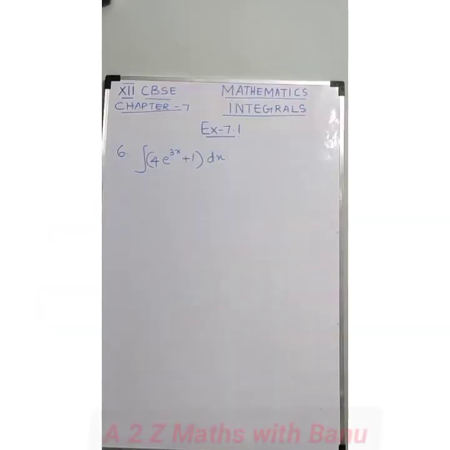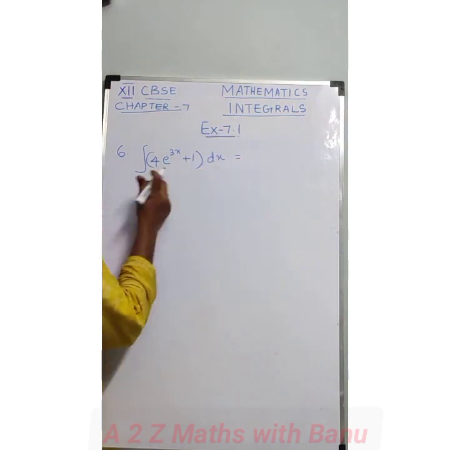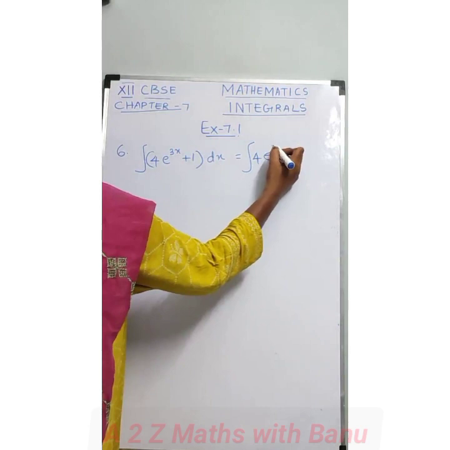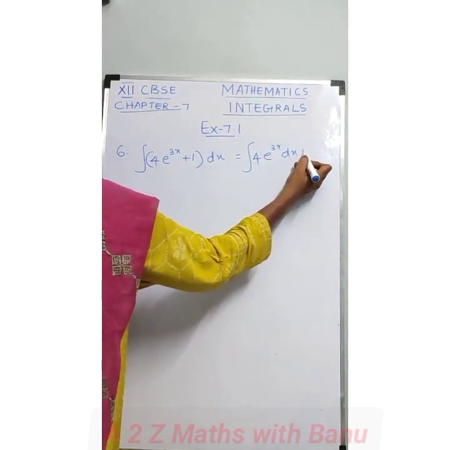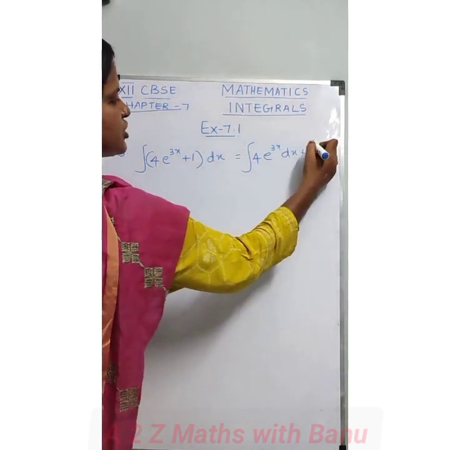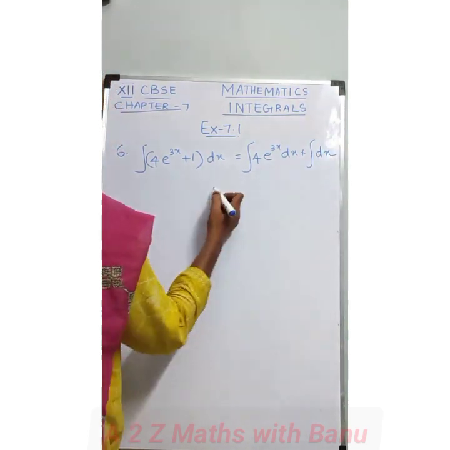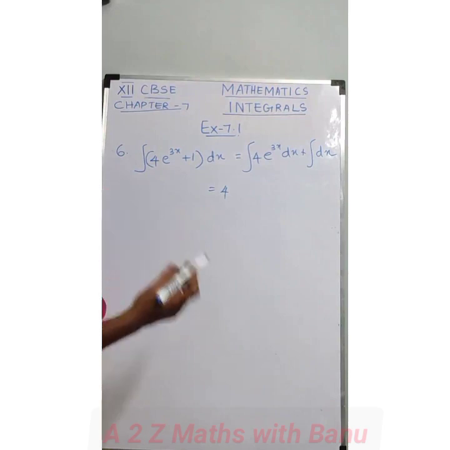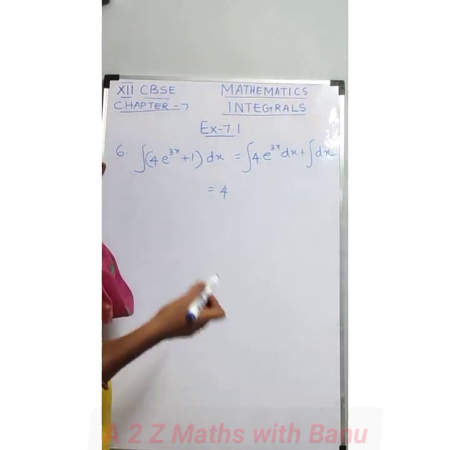Now we have the sixth problem. So this is, I can separate this and write integral of 4 e power 3x dx, and I have 1 into dx, which can be written separately. And 4 can be taken outside.